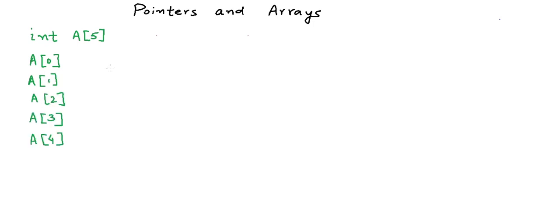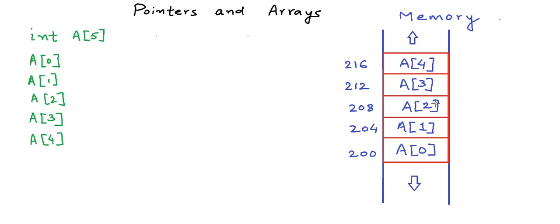When we declare an array, let's say we declare an integer array a of size 5, then we create 5 integer variables named a0, a1, a2, a3 and a4. Now these 5 integers will be stored in the memory as a block of 5 consecutive integers, something like this, what we are showing here in the right.